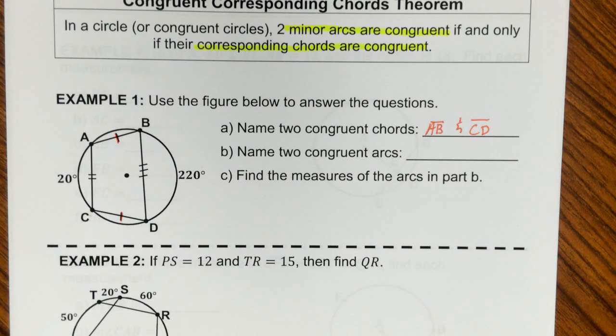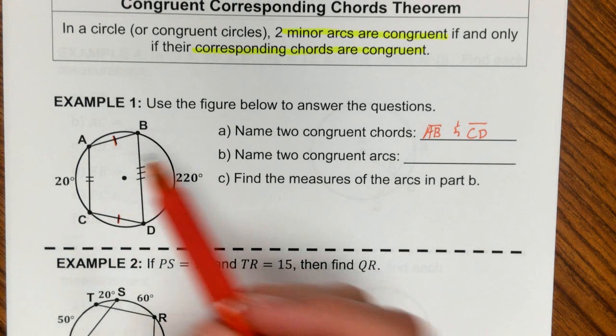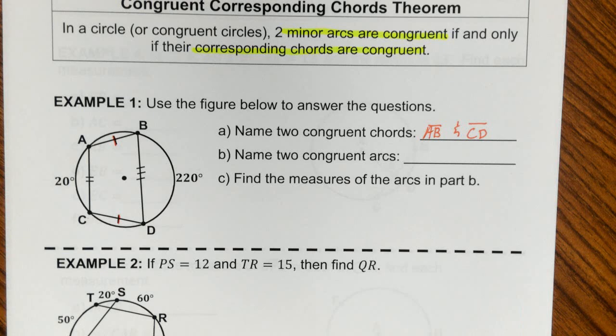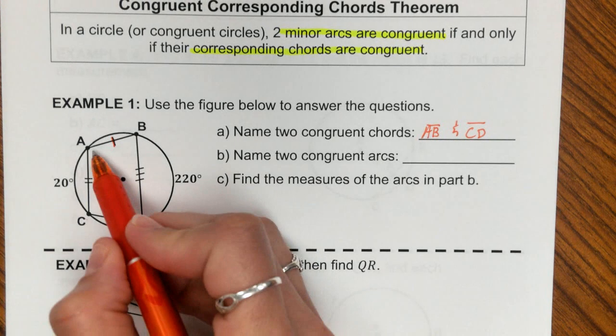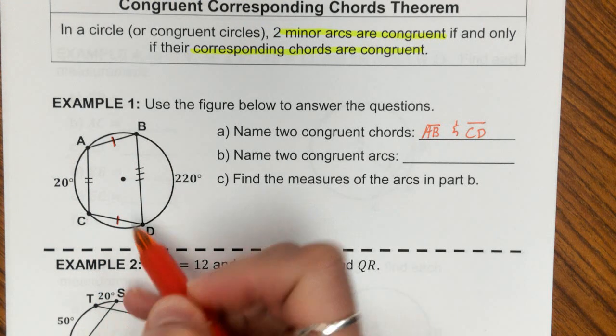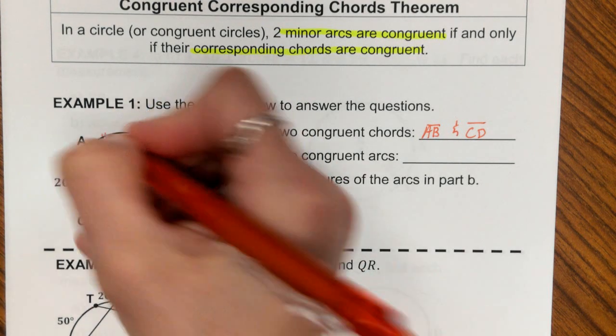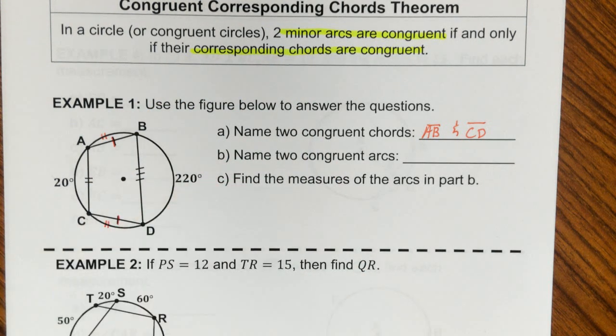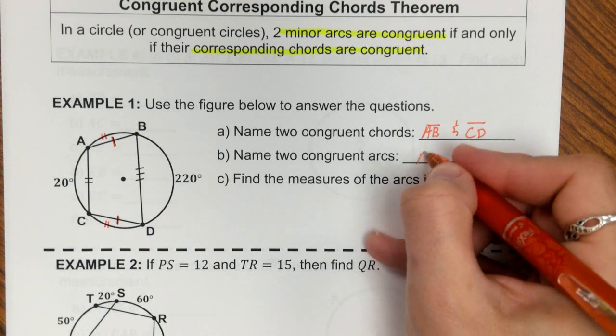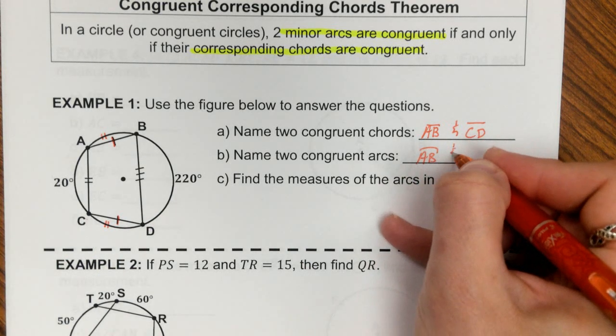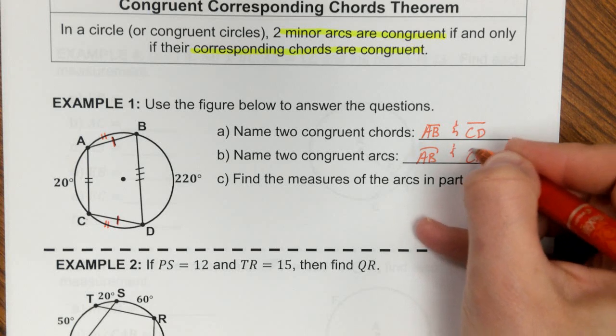Now we want to name two congruent arcs. Well, according to the theorem, or the converse, the other way around, you could say two arcs are congruent if the corresponding chords are, or vice versa. Here, since we see these two chords are congruent, that means that their arcs are also going to be congruent. So here we have arc AB and arc CD.